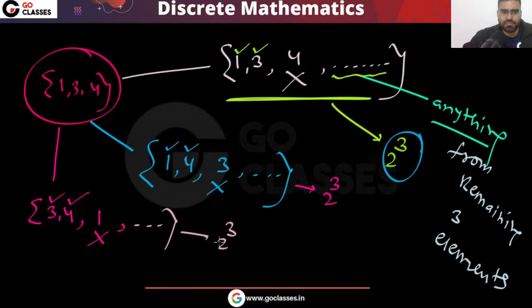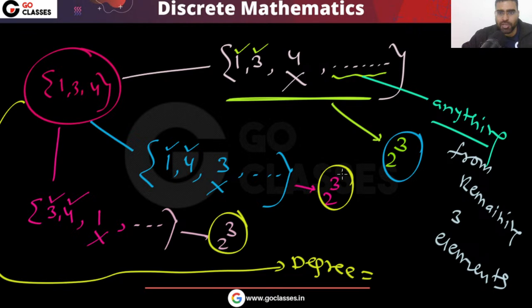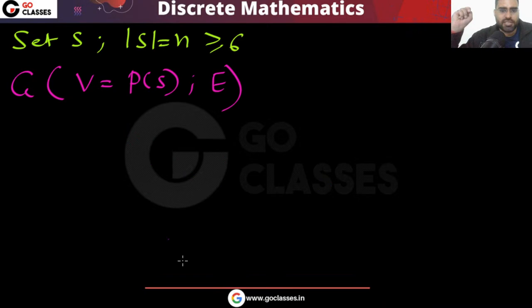So again, you can easily see that. What is the degree of this vertex then? That will be 2 power 3 plus 2 power 3 plus 2 power 3. That is going to be 3 into 2 power 3. Understood? Please tell me, is it understood? See, you can very quickly do this. Just for understanding, I am telling you like this, but you can easily see it.